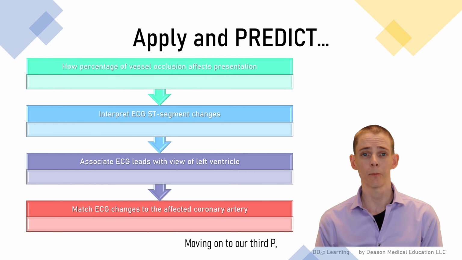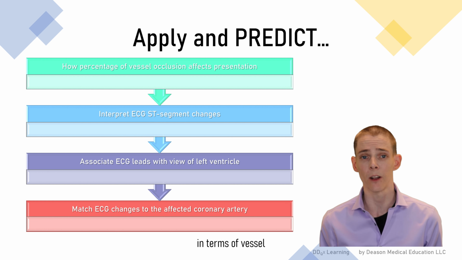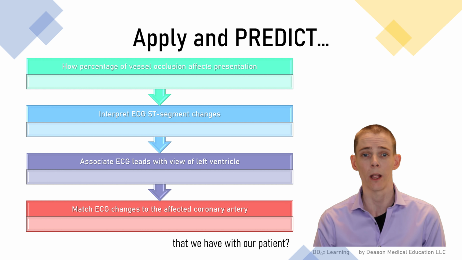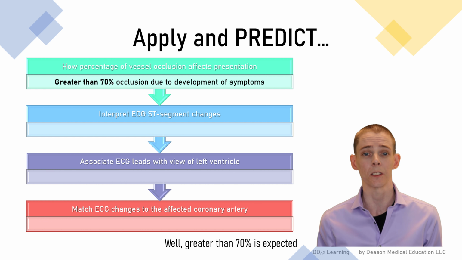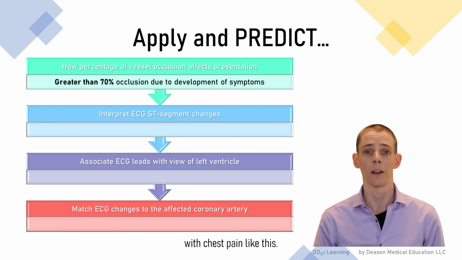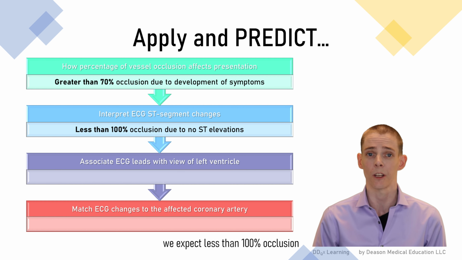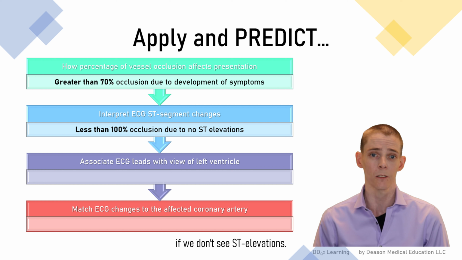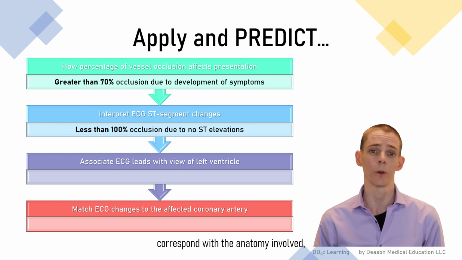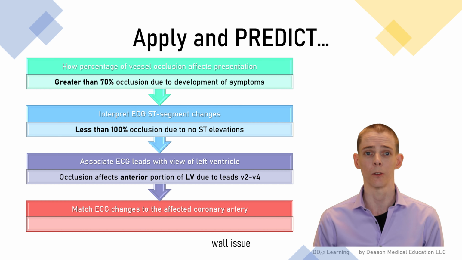Moving on to our third P, it's time to apply what we know and predict the language of our correct answer choice. So, what do we expect in terms of vessel occlusion given the symptoms that we have with our patient? Well, greater than 70% is expected anytime we have a patient with chest pain like this. In terms of how ST segment changes are affecting, we expect less than 100% occlusion if we don't see ST elevations. Looking at how the leads correspond with the anatomy involved, we are expecting an anterior chest wall issue anytime we have V2 through V4 problems.